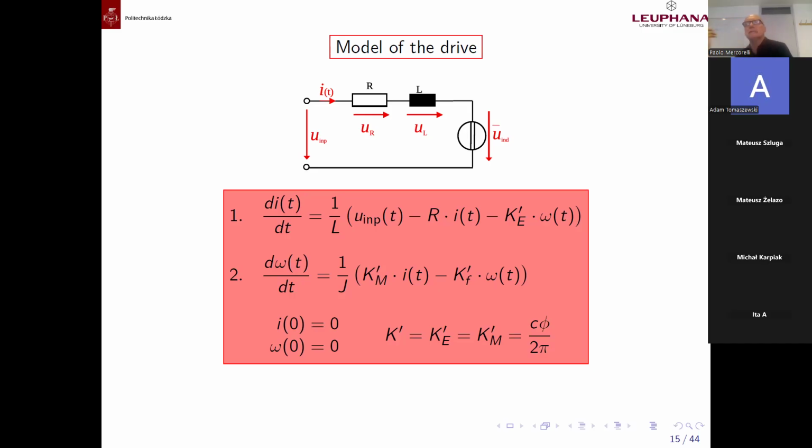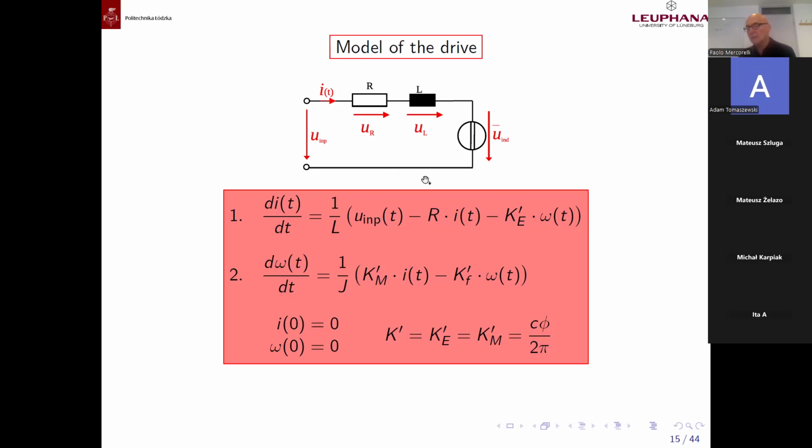The apostrophe in some notations indicates that it is radians per second and not rounds per second or rounds per minute. This K', or the K, characterizes the motor. We can recognize here exactly the mechanical equation, in which the input of the mechanical equation is the current. Of course, the current is generated by the input voltage.